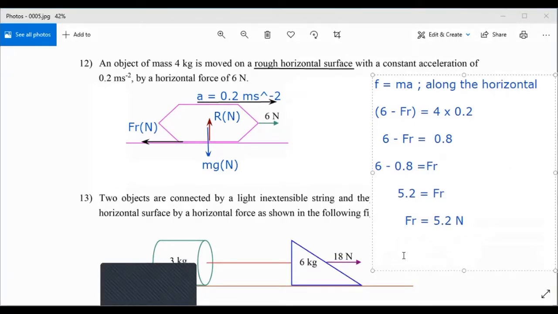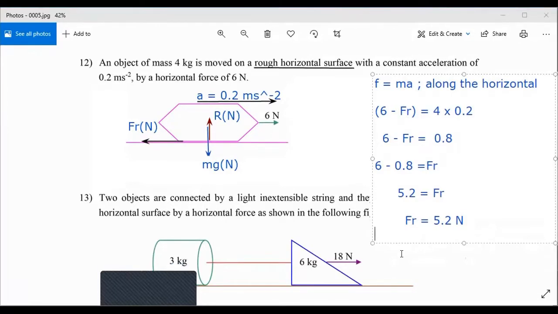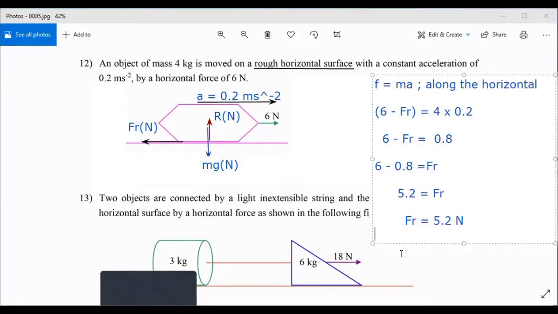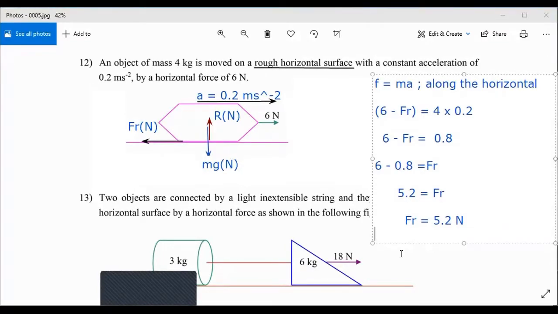What's the other equation that can be used to find friction force? We have learned another equation to find the friction force. What is it? Friction force equals mu R. Mu is the constant. What's the name of the constant mu? It is called the coefficient of friction.